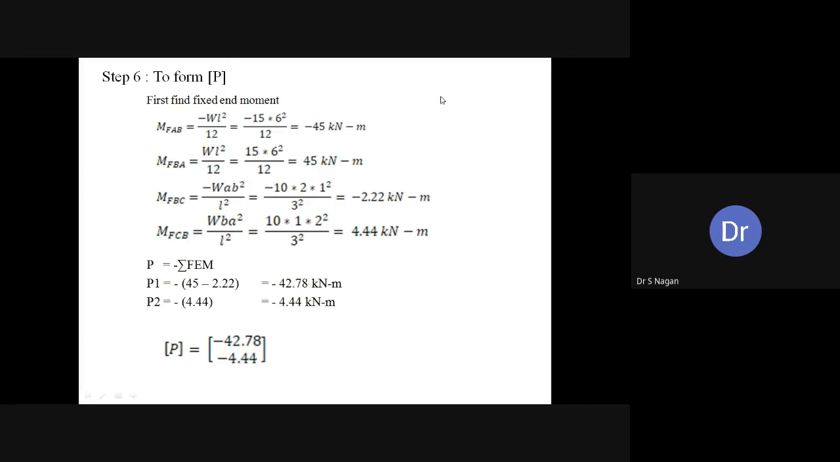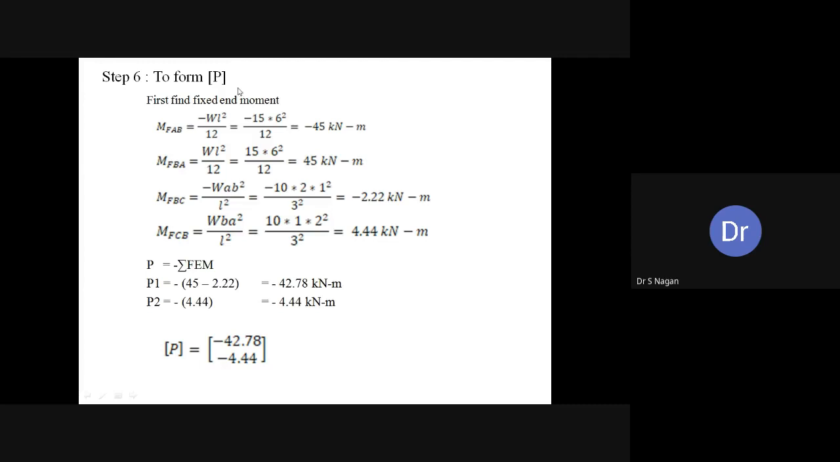P1 will be equal to minus of the sum of fixed end moments at B. P2 will be minus of the sum of fixed end moments at C. That's why we get P1 equal to minus of 45 minus 2.22, that is minus 42.78, which is the P1 value. P2 will be equal to minus of 4.44. So P1, P2 is the P matrix, which is minus 42.78 and minus 4.44.